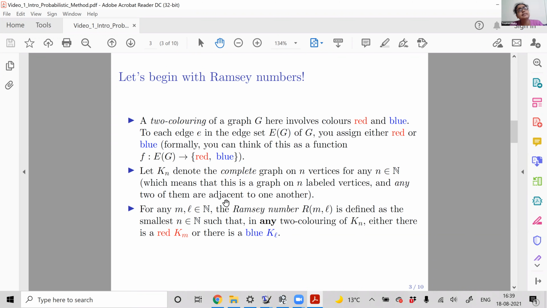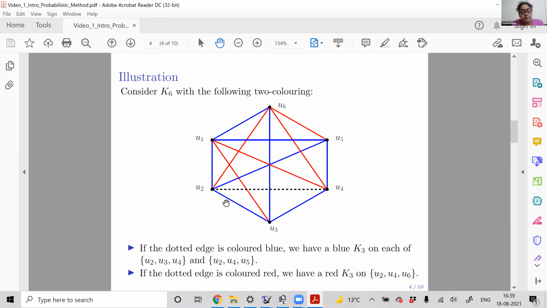I'm looking at R(3,3), and I'm trying to see if I can in any way avoid both a red triangle and a blue triangle. I want to avoid both of them. I keep painting the edges with certain colors, and I arrive at a situation where I haven't assigned any color to this dashed edge. But notice that it has to be colored either blue or red. And if it is colored blue, then you end up with 2 blue triangles.